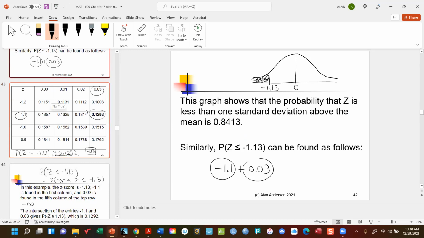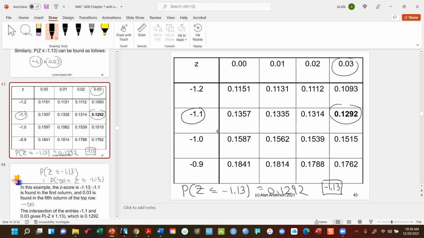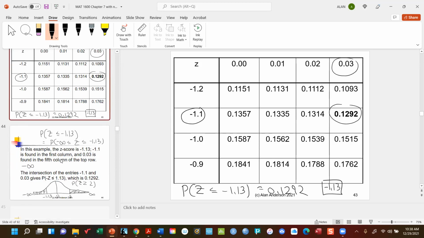So we go to our negative table and we look at the intersection of those two numbers and we'll find a result. Okay, so I've reproduced it here so you can see it better. Negative 1.1 is combined with the 0.03 and there we go, 0.1292. All right.